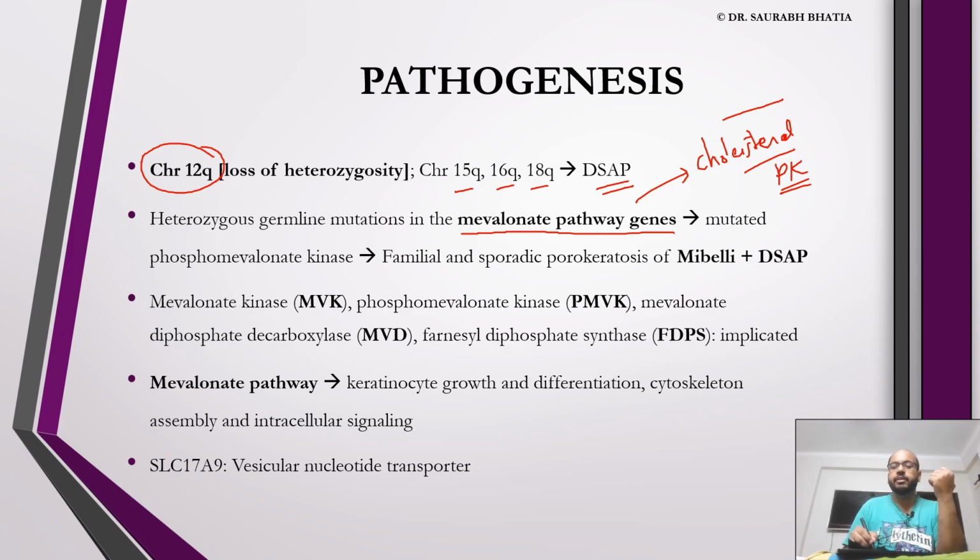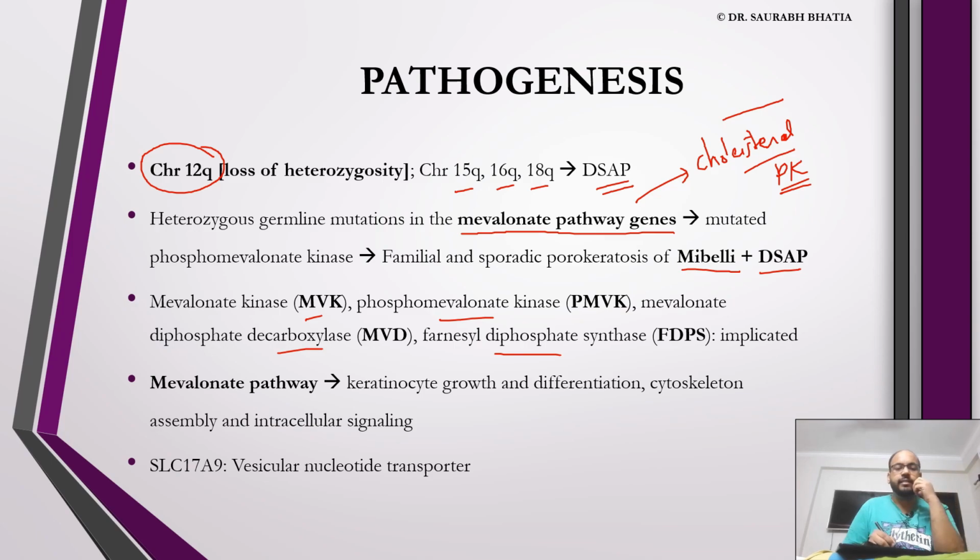And these have been implicated majorly in porokeratosis of Mibelli and also in a few cases of disseminated superficial actinic porokeratosis. Now, a lot of genes in the mevalonate pathway, for example, mevalonate kinase, phosphomevalonate kinase, mevalonate diphosphate decarboxylase, or farnesyl diphosphate synthetase, all of these genes have been implicated. You need not remember them. Just remember two issues: genetic mutations in the mevalonate pathway and loss of heterozygosity in chromosome 12. These two have been implicated.